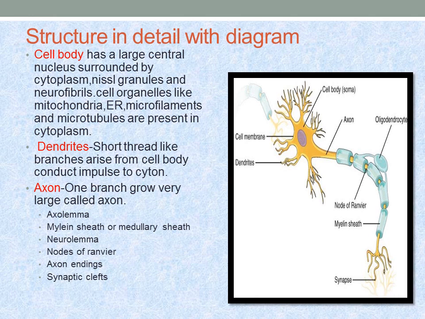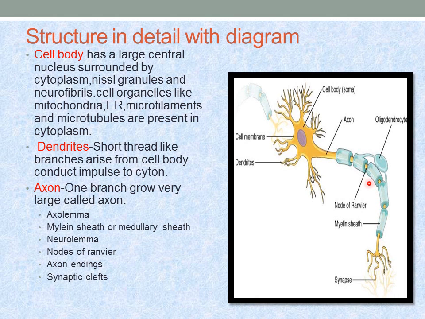Now we will discuss the structure of a neuron in detail. Here this is the cell body, which has a large central nucleus surrounded by cytoplasm. We can see those minute granules which are called Nissl granules. There are neurofibrils here, there are mitochondria, endoplasmic reticulum. All the main constituents of a cell body are present here. There are several microfilaments, microtubules and all. These branches we can see are short thread-like branches arising from the cell body or the soma, which are called dendrites. This one branch which has grown very big is called the axon.